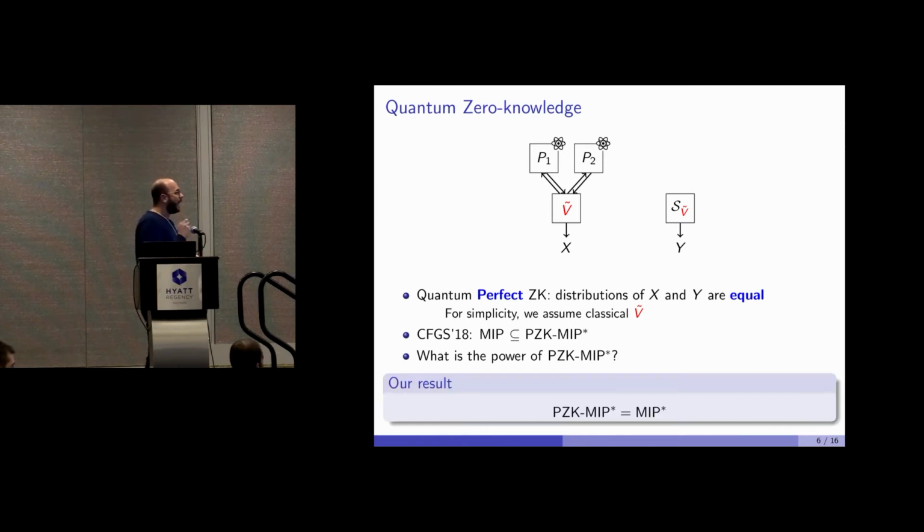We show that also multi-prover interactive proof systems with entangled provers don't lose computational power if you, on top of that, require perfect zero knowledge. And in particular, this implies that everything that can be solved in non-deterministic double exponential time can be solved in perfect zero knowledge.